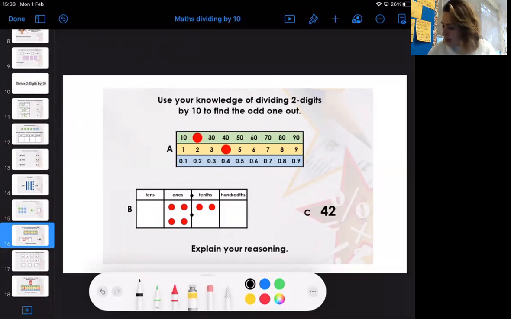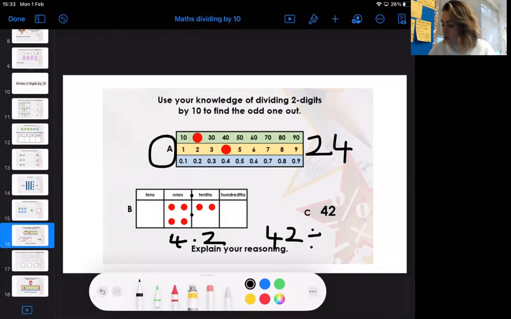The number represented by A is 24. The number represented by B is 4.2. The odd one out, therefore, is A, because I know the relationship between 42 and 4.2 is 42 divided by 10 equals 4.2.